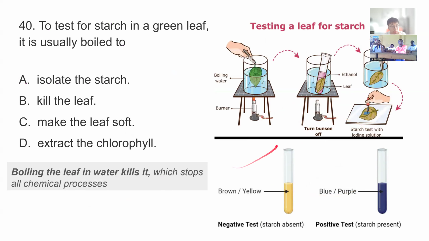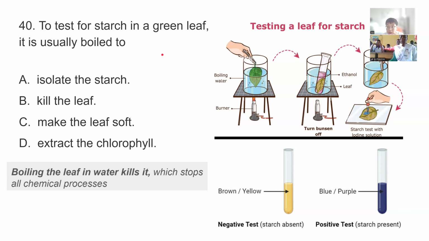Let's look at this next question. This is about testing a leaf for starch. Starch is a major collection, I guess, of sugar that the plant saved for it to use later. And to test for starch in a green leaf, it is usually boiled to do what?